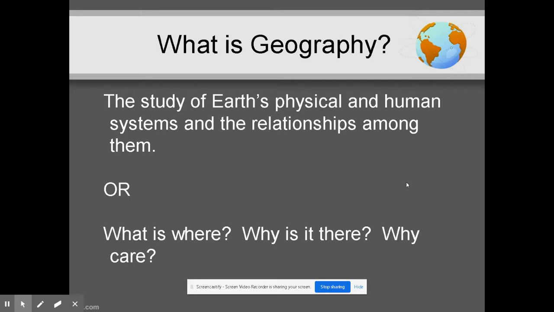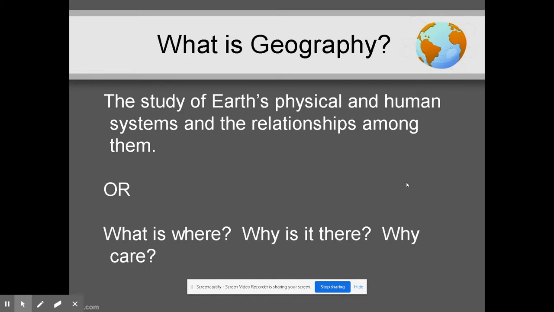The fancy sort of definition is a study of Earth's physical and human systems and the relationships among them. But in a practical sense, what is where, why is it there, and why do we care? That's sort of the essence of what we do as geographers. We're always looking for patterns.